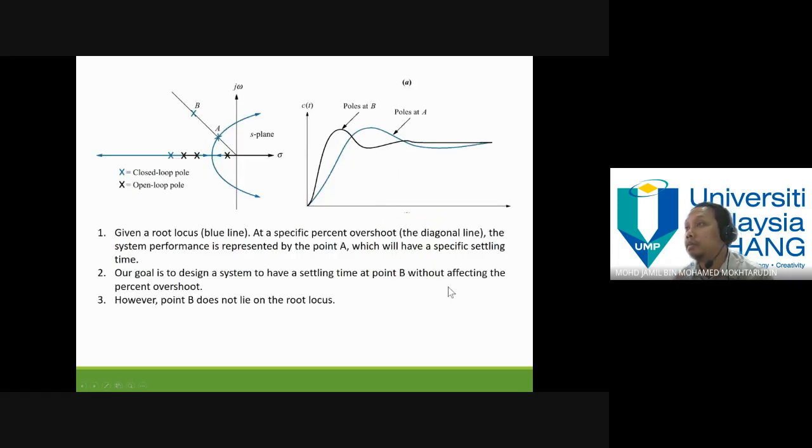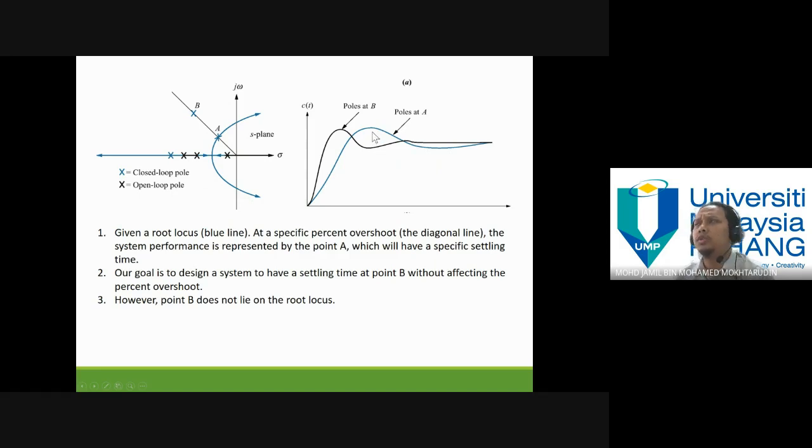it is limited by the shape of the root locus. Here is an example. Look at the blue line here, which represents the root locus of a given system. Given the root locus, at a specific percent overshoot, at this intersection point A, the system performance is represented by point A. At point A, you will get a specific percent overshoot, and if you plot the time response, you get the blue line here, which has a specific percent overshoot.